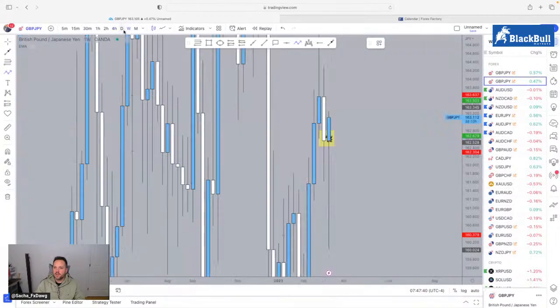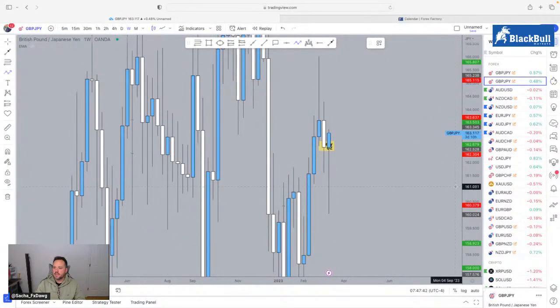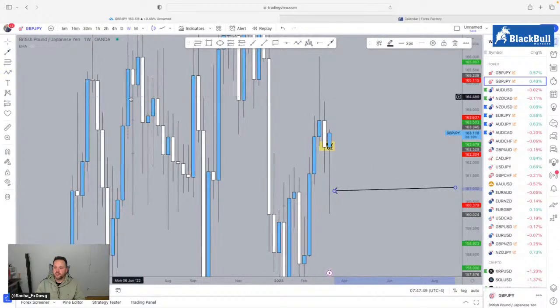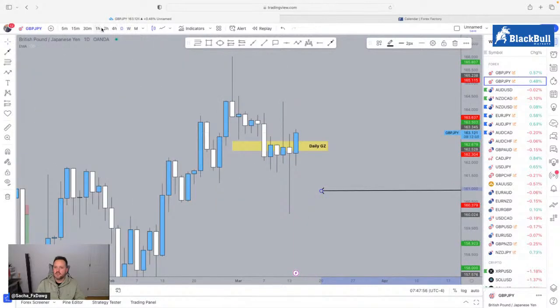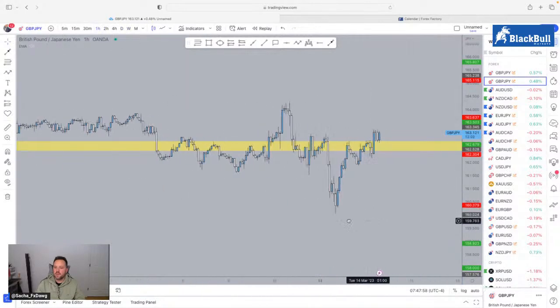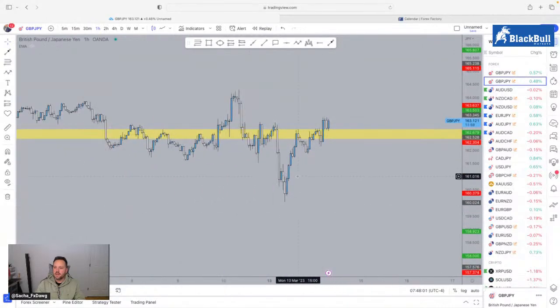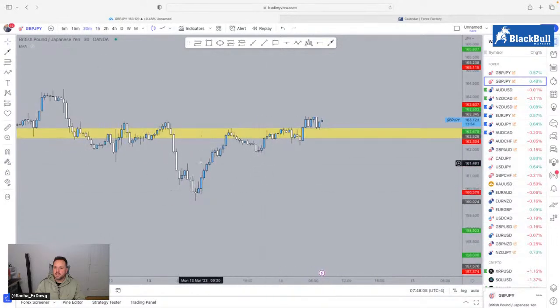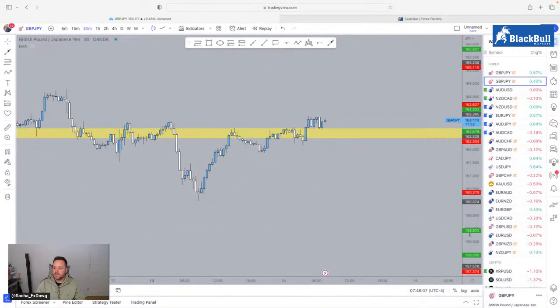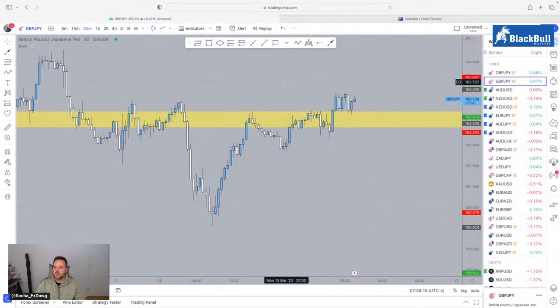Okay, so now we're gonna go back on the weekly. Let's see. A good entry would be somewhere around here. But now it's too late because we retested previous areas of interest. Let's see on a lower time frame. Do we have anything? Yes, but it would be here. Okay. So the entry would be somewhere around here.